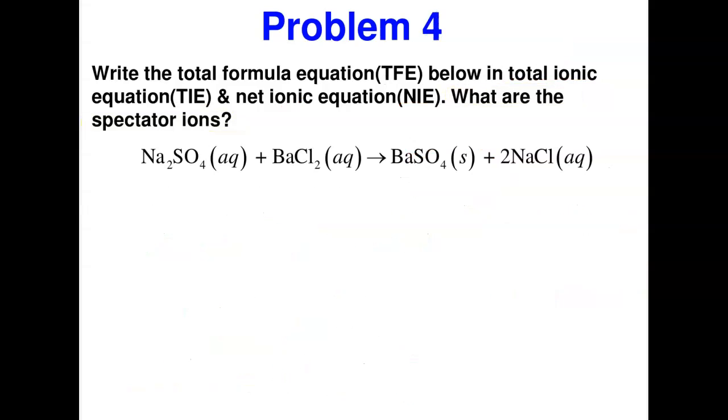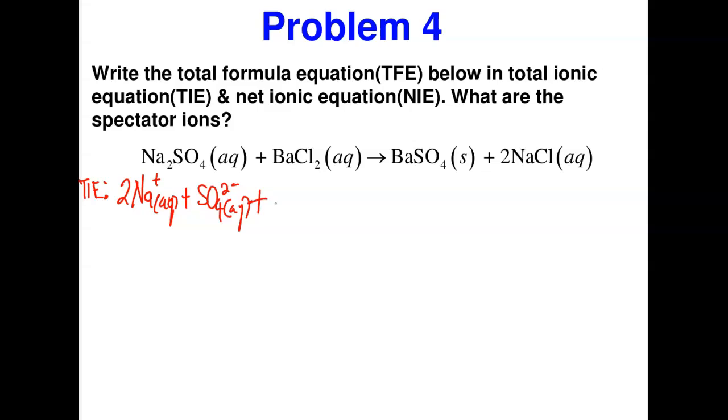Let's go to the next one real quickly. The same thing. It says, write the total formula equation below in total ionic, TIE, and net ionic equation. Again, we're going to start with the total ionic equation. I'm going to start with it. There are 2 sodium ions here, of course aqueous because this is the state. There is 1 sulfate ion, SO4 2 minus, aqueous.